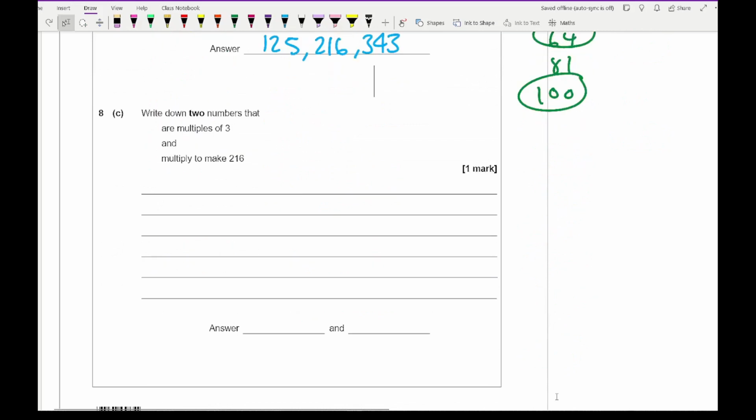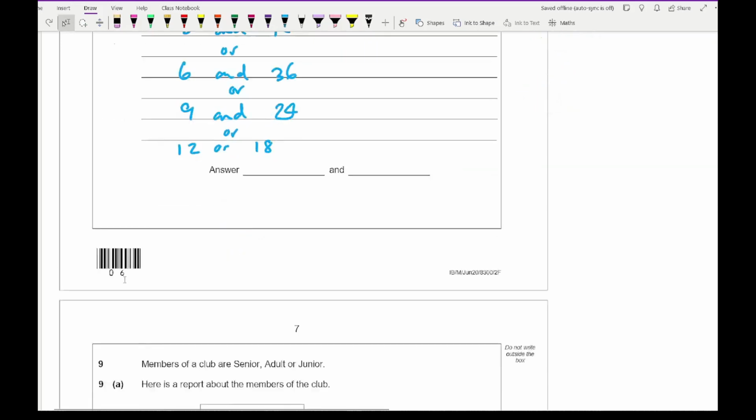For 8C, it says write down two numbers that are multiples of 3 and multiply to make 216. Now for this there are several possible answers you can have. So we could have either 3 and 72, or 6 and 36, 9 and 24, or 12 and 18. Any of those options would be fine to get the one single mark.